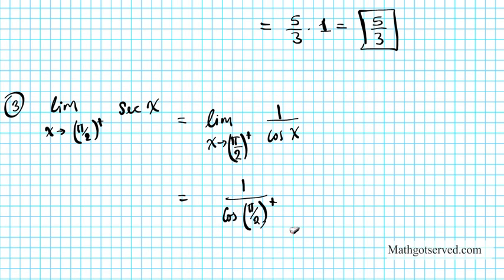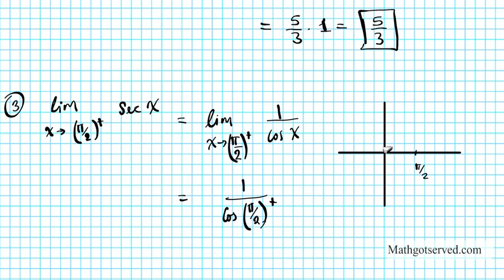But if you're approaching it from the right, what direction is that 0 approaching? Is it a small positive number or a small negative number? That's the question. So let's sketch the graph and take a look at what happens with cosine around pi over 2. Okay? So let's assume this is pi over 2 right here.